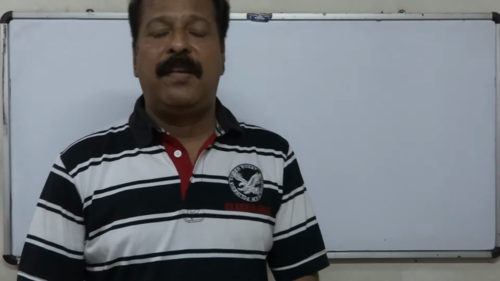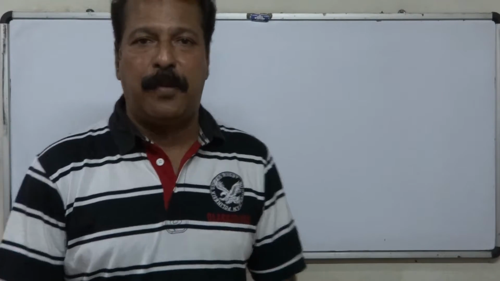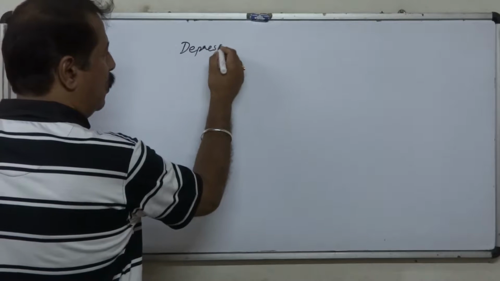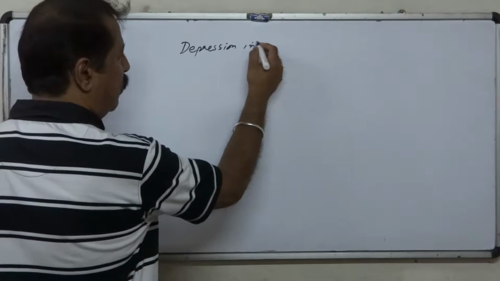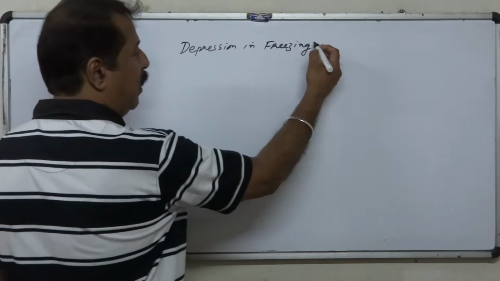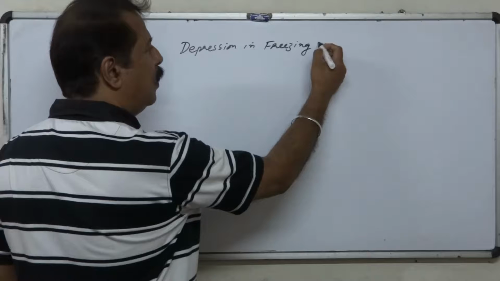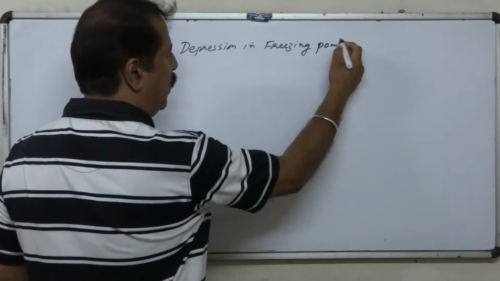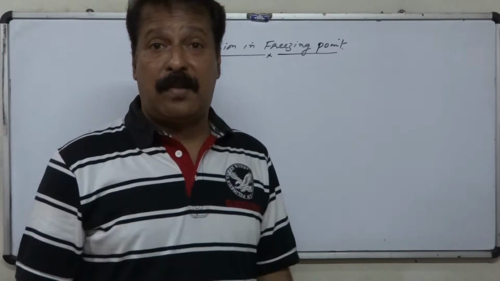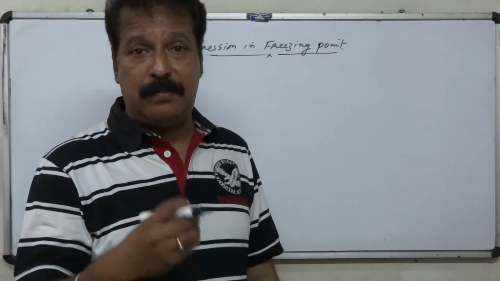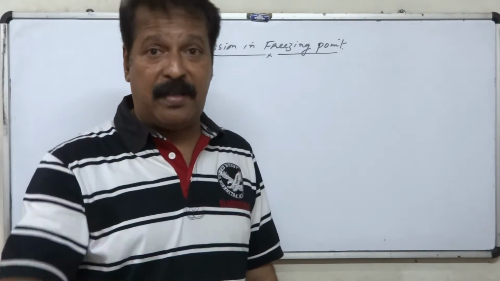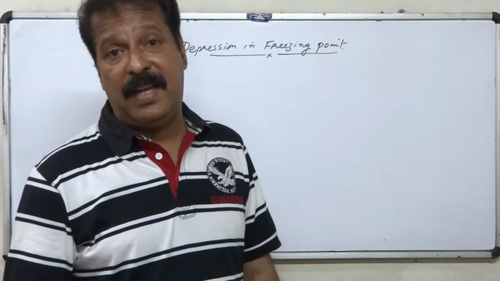The third colligative property is depression in freezing point. Actually, this has a lot of applications. When you go to a hill station, you can see the diesel. When the temperature of the environment is lower, the diesel becomes just like wax. So it can be prevented if you add an anti-freezing agent into it.